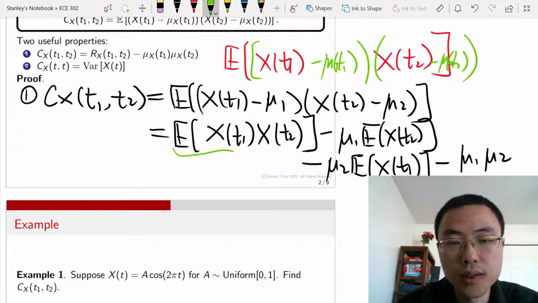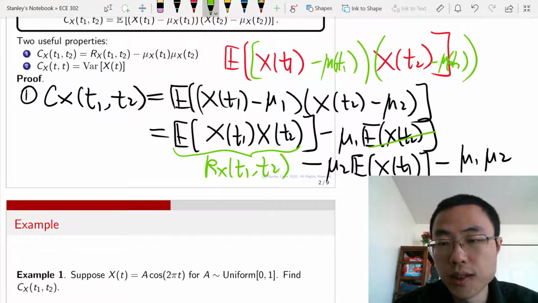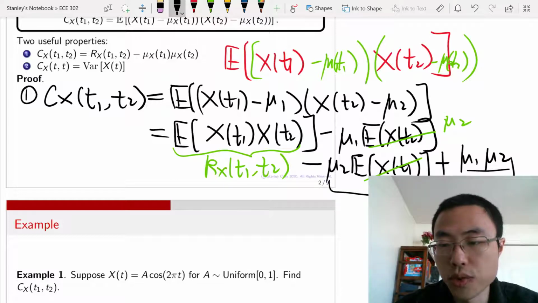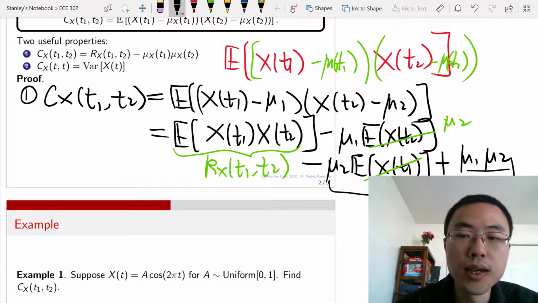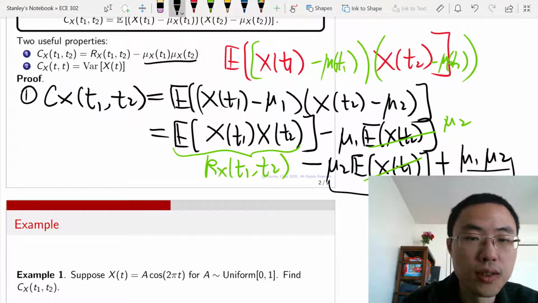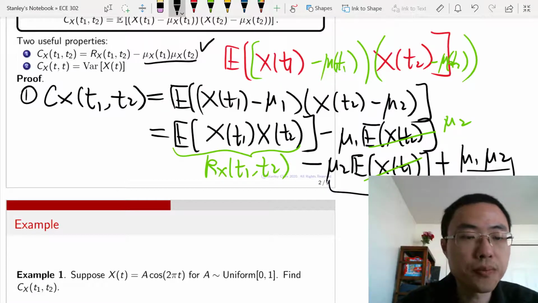Then you recognize that the first term is nothing but Rx of t1 and t2. This is just mu2, and this is just mu1. And then you have an addition of mu1 mu2. So those two terms will give you zero, and so you only have one term left, that is minus mu1 mu2, which is this result. So we have proved the first statement.